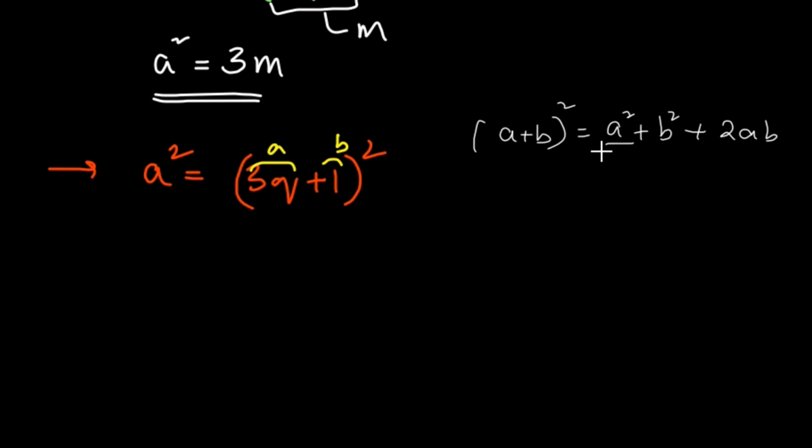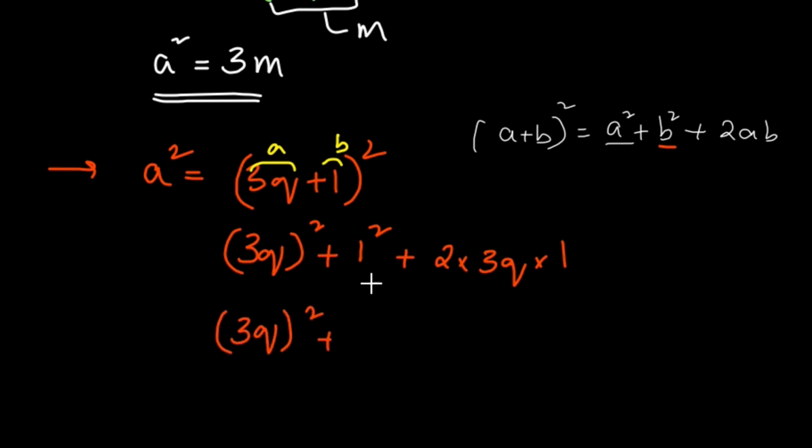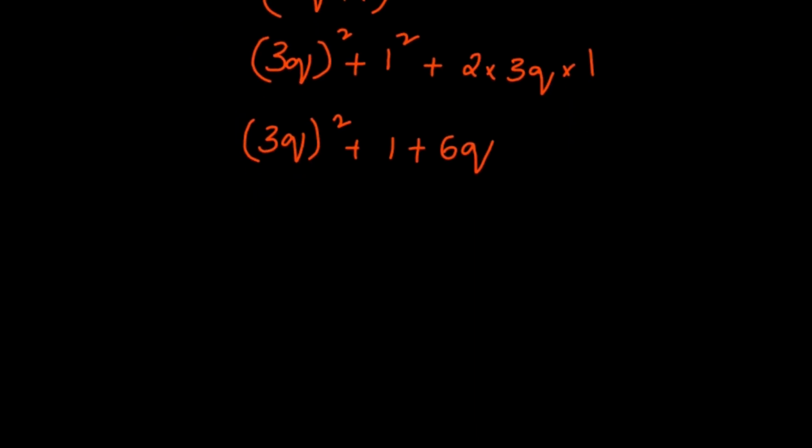Expanding this, a square क्या होगा 3q whole square, 3q होल स्क्वायर प्लस b स्क्वायर क्या है 1 स्क्वायर प्लस 2 मल्टीप्लाइड बाय a इज 3q मल्टीप्लाइड बाय b इज 1, दिस इज इक्वल टू 3q होल स्क्वायर प्लस 1 प्लस 2 3 ज़ा 6q। अब हम इसको रीअरेंज कर सकते हैं, this is 9q square plus 6q plus 1.